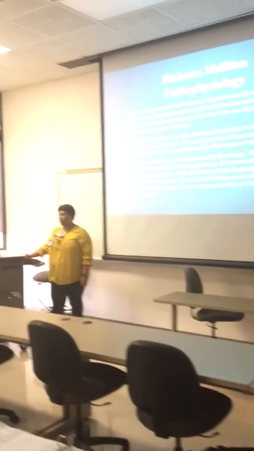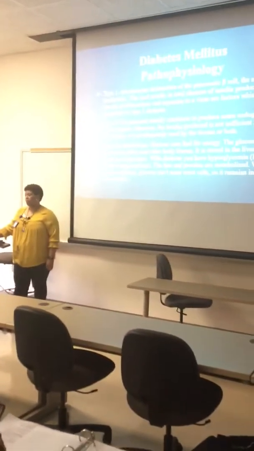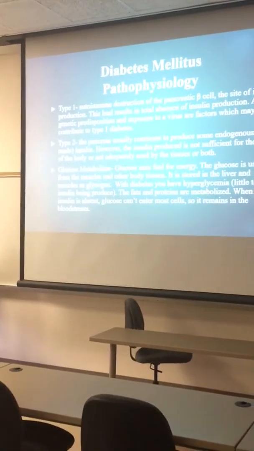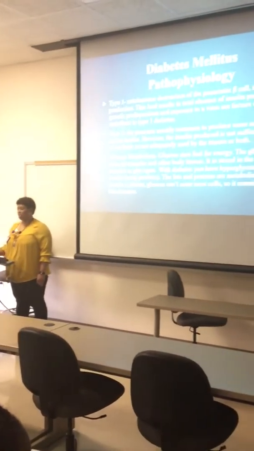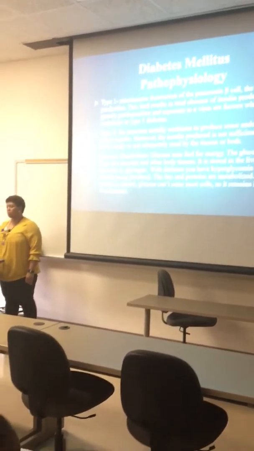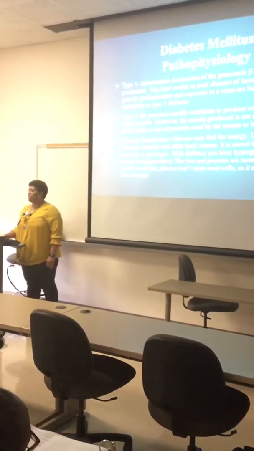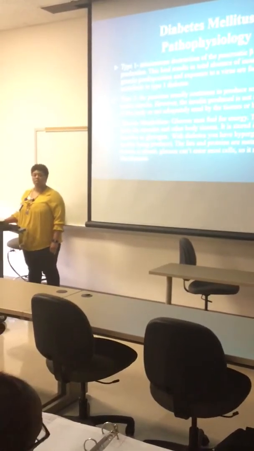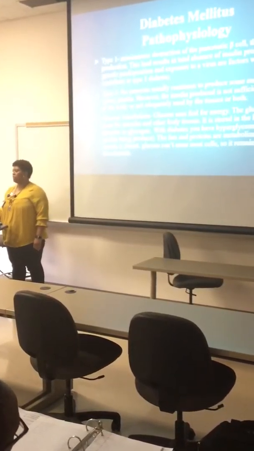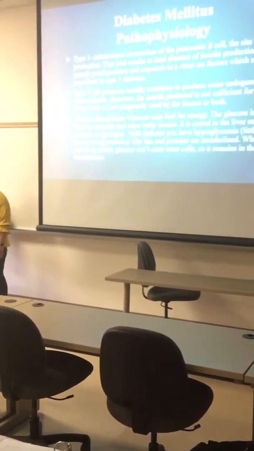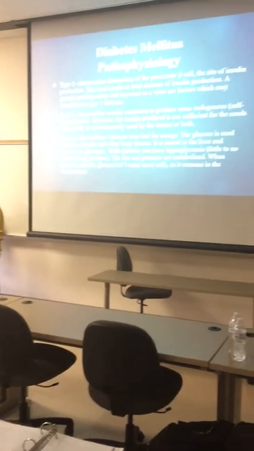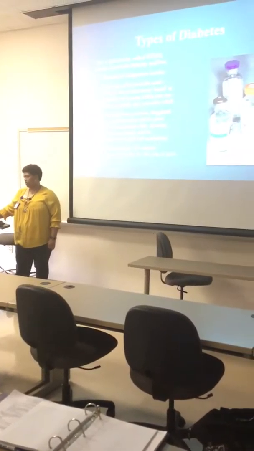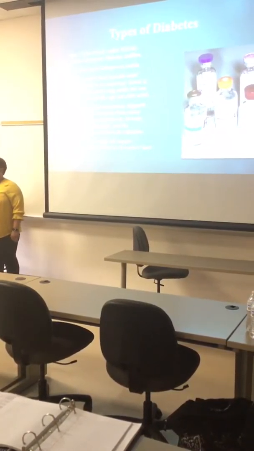Another part of the pathophysiology of diabetes is glucose metabolism. Glucose is used for fuel, for energy. Glucose is used by the muscles in our bodies and by body tissues. It is stored in the liver and the muscle as glycogen. With diabetes, you're going to have hyperglycemia. Little to no insulin is being produced. The fat and proteins are metabolized. When the insulin is absent, glucose cannot enter the cell, so it remains where? In the bloodstream. So we're going to move on to the types of diabetes.